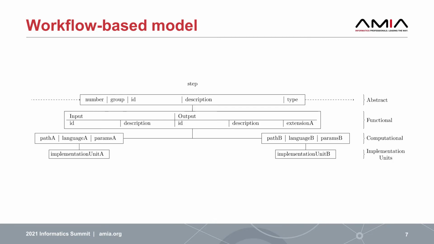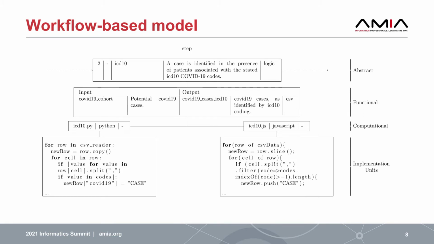Here's a graphical overview of an individual step within our model, just to summarize what I've said. So, like I said, this is an individual step, so there would be steps both before and after. And here we can see the three layers of the model: the abstract, functional, and computational. And we can see how the implementation, which is marked here as implementation units, can then be linked to that model and realized from it. So you get this nice connectivity between the model and any implementation.